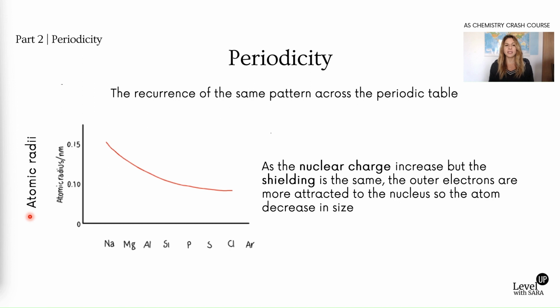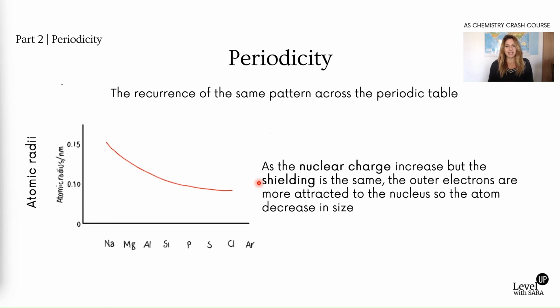One of them is the atomic radius, or atomic radii, if you want the plural. So if you think about it, we go across the period. What trend did we say is the most important? The nuclear attraction. So as the nuclear charge increases, but the shielding is the same, the outer electrons are more attracted to the nucleus, which means that the atom will decrease in size. Okay, they will shrink because of the greater attraction.